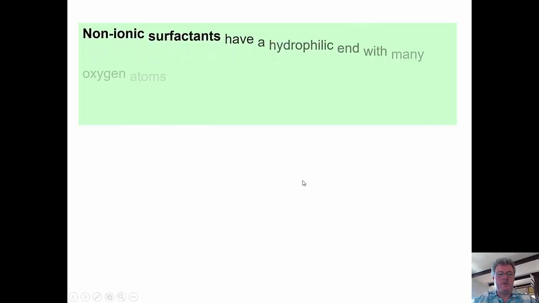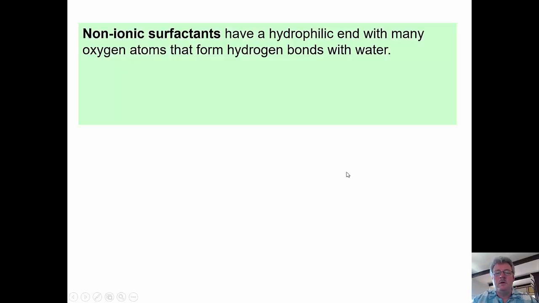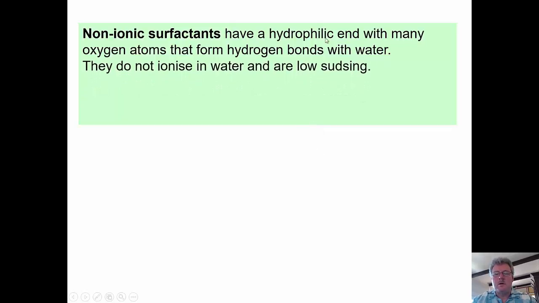The other type of surfactants are non-ionic. They have a hydrophilic end with many oxygen atoms that form hydrogen bonds with the water. So they're not charged, they're not negatively charged to attract to the hydrogen, or positively charged to attract to negatively charged molecules. The hydrophilic end, because it has lots of oxygen atoms, forms bonds with the water, but is not charged. Okay, so it's still polar but not charged.